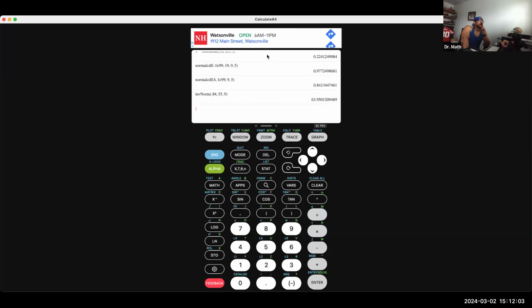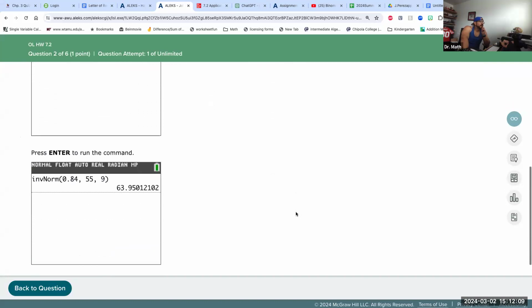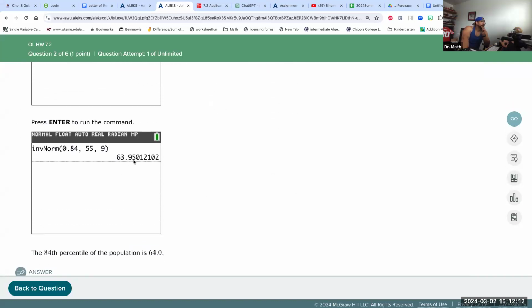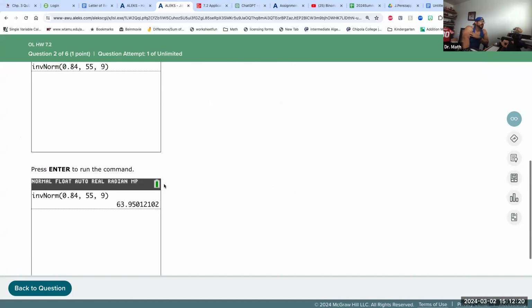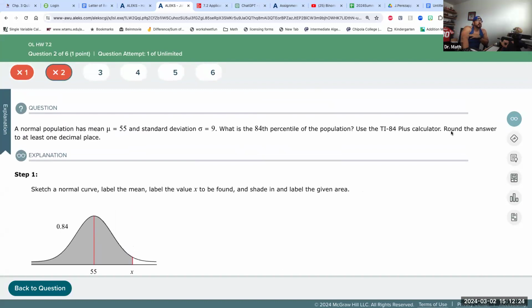63.95. So let's go to our problem just to make sure I plugged in the right information. Looks like we did. There it is, 63.95. So the 84th percentile of the population, we're going to round that up to 64. All right, and then let's read the instructions real fast. Round your answer to at least 1 decimal place.